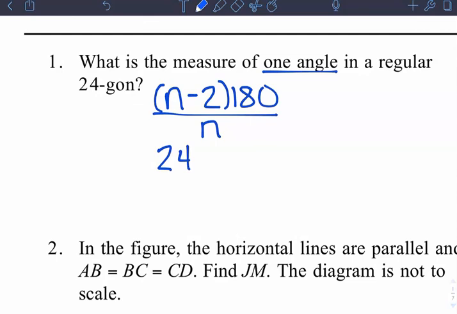So it'll be 24 minus 2 multiplied by 180 divided by 24. And then put that in your calculator, you would get 165.